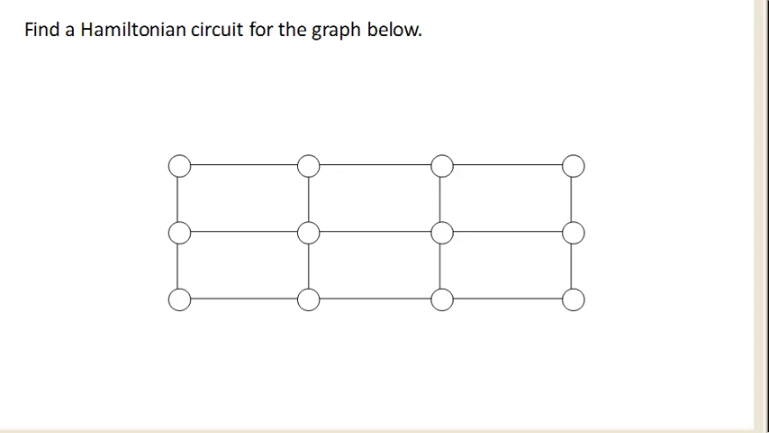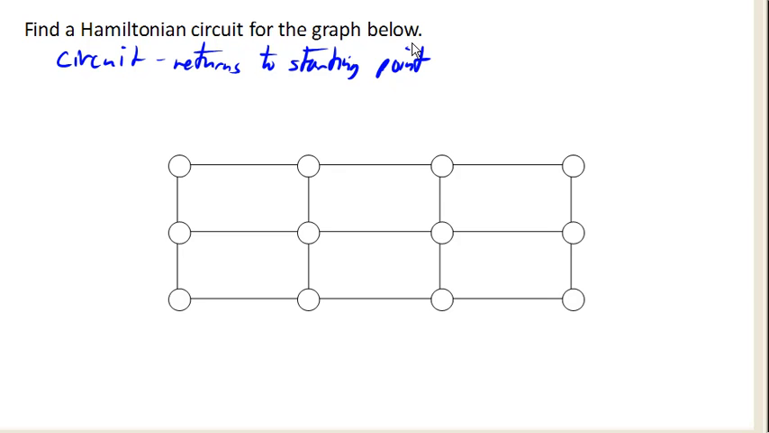So here we want to find a Hamiltonian circuit for this graph. Now, a Hamiltonian circuit is first and foremost a circuit, right? Which, remember, means that it's a path that returns to the starting point.